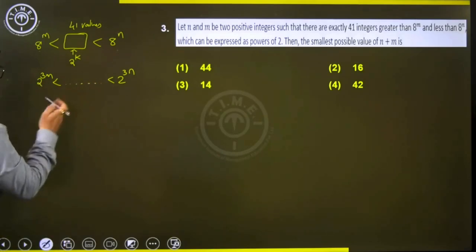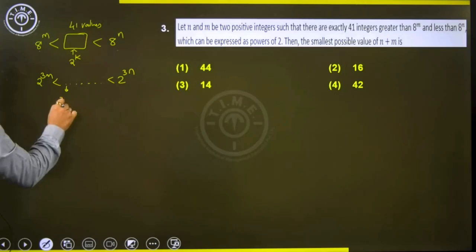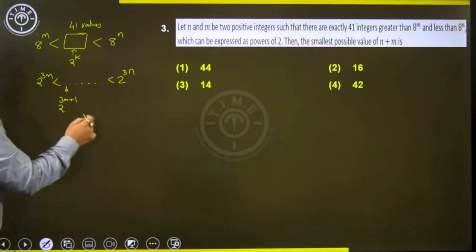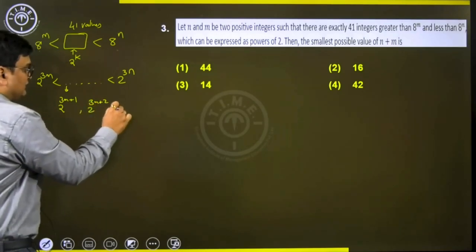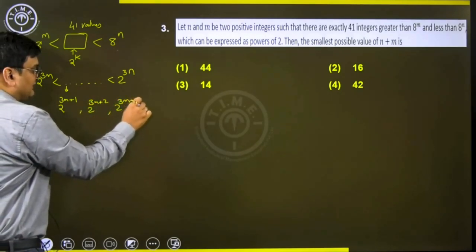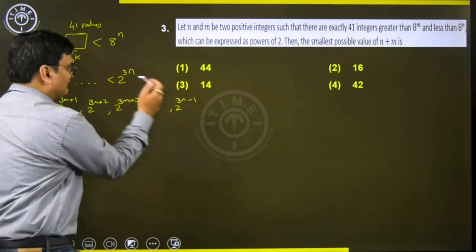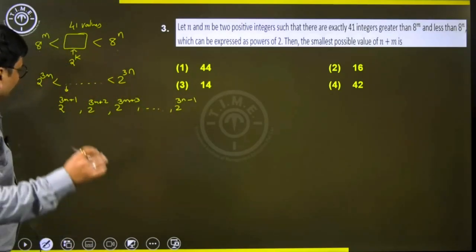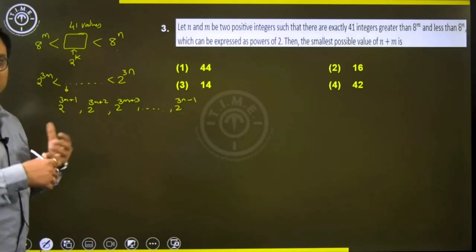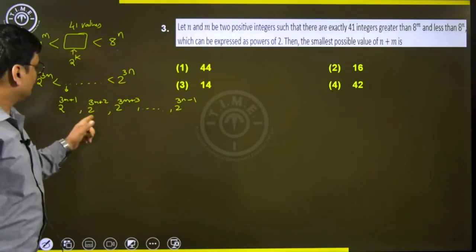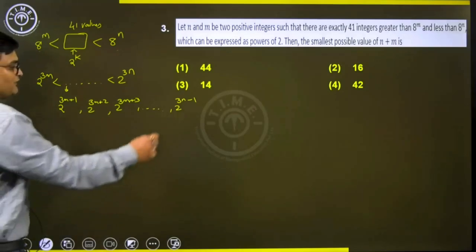So what would be the next power? See, this is 2 power 3m. What would be the next power here? Can I say this will be 2 to the power 3m plus 1 type of value, then 2 to the power 3m plus 2, 2 to the power 3m plus 3, and this will continue till you get to 2 to the power 3n minus 1 just before that. Now try to calculate the number of terms here in terms of powers of 2. So 2 power 3m plus 1, 2 power 3m plus 2, 2 power 3m plus 3, and so on. What is the number of terms here?